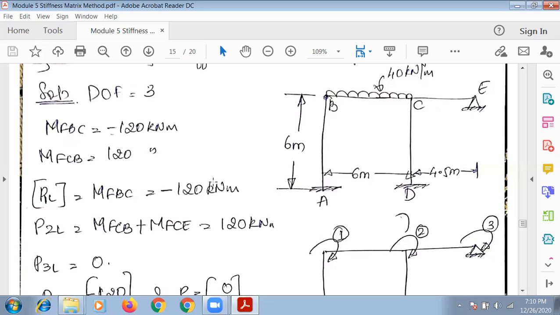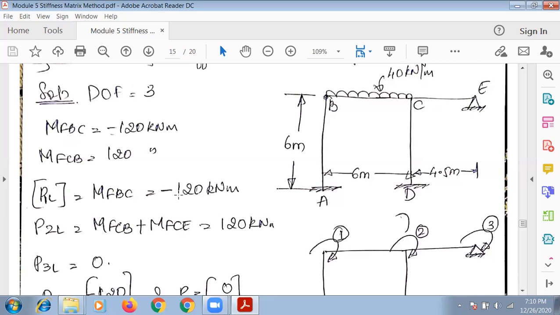Next, MFAB, MFBA, MFCD, MFDC, MFCE, MFEC are all 0. So the only fixed-end moments that exist are MFBC and MFCB. MFBC is minus WL square by 12 and MFCB is plus WL square by 12. So we've written it here.